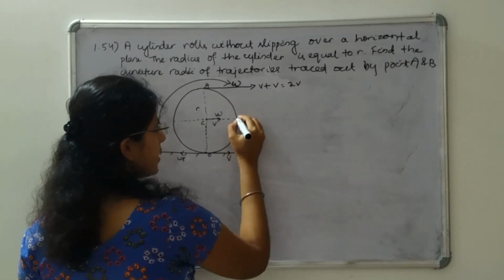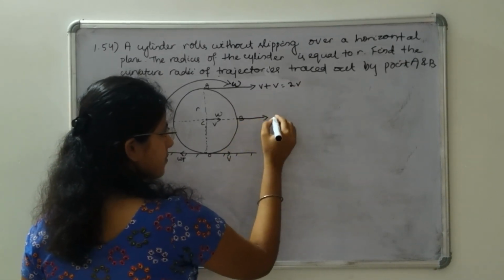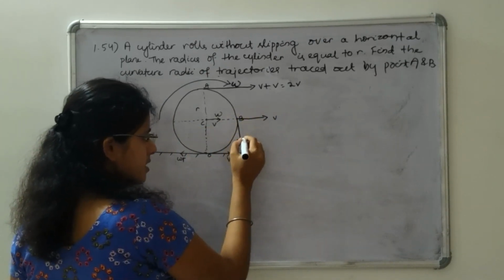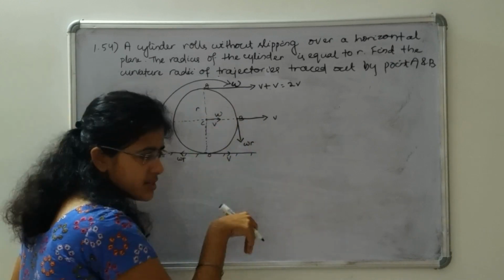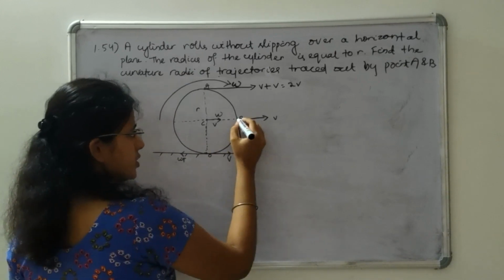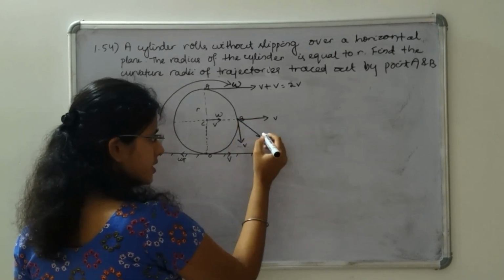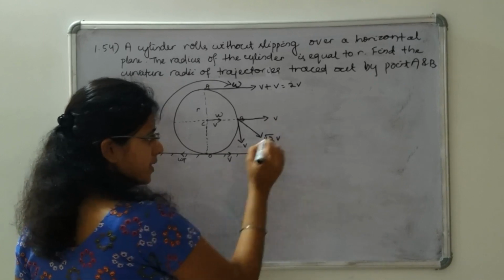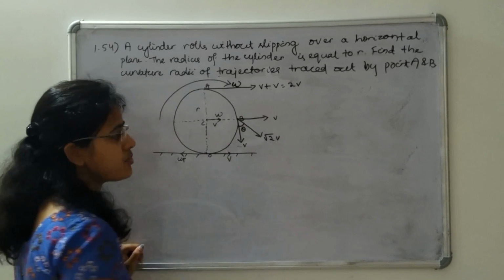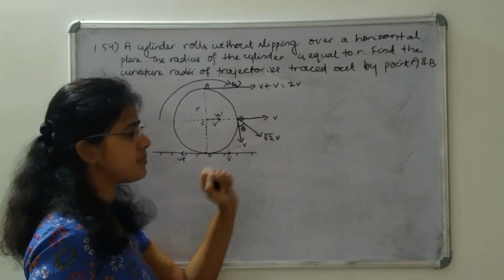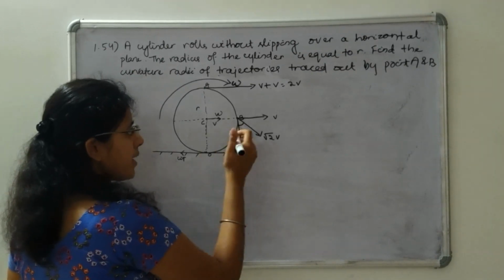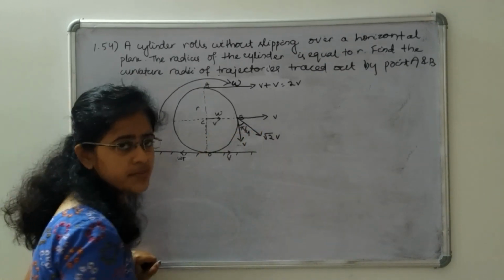For point B, we have seen that V, the center of mass velocity, is in this direction, and the tangential velocity, omega r, is in this direction. V is equal to omega r, so this is also V. The resultant velocity which B is experiencing is root 2 V. And if you consider this angle theta, then tan theta is V divided by V, that is 1. So theta is pi by 4, or 45 degrees.